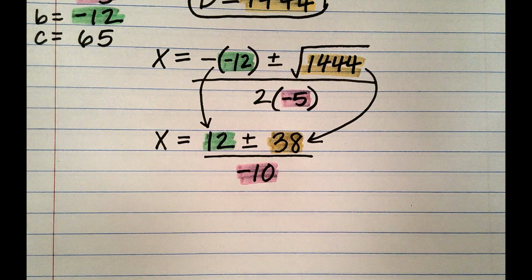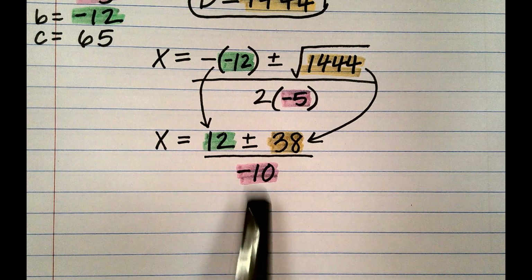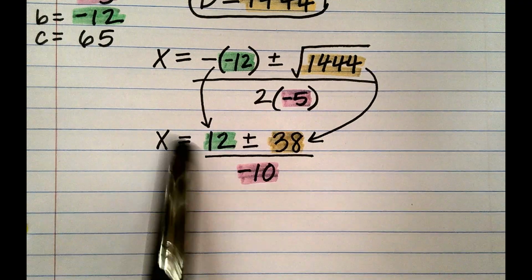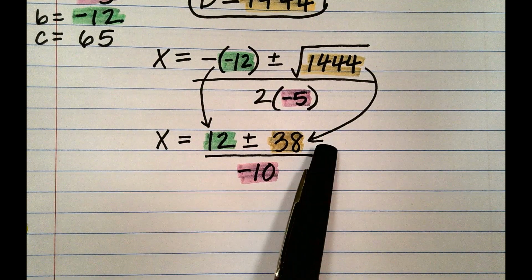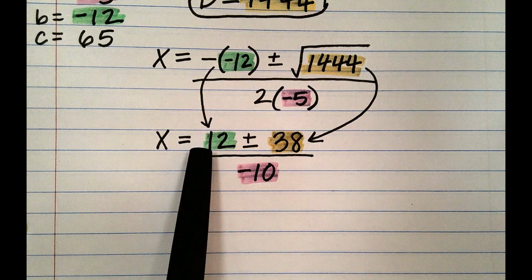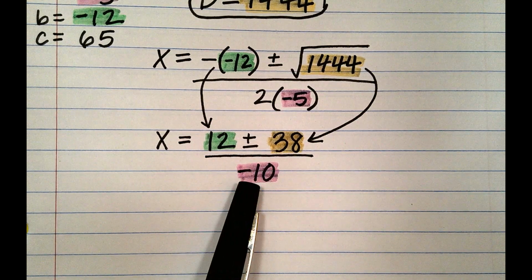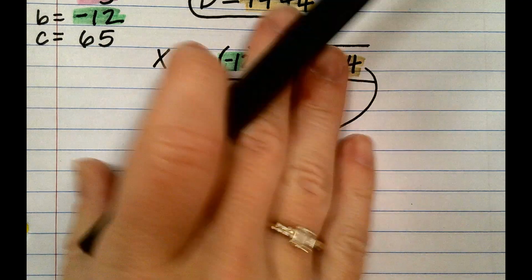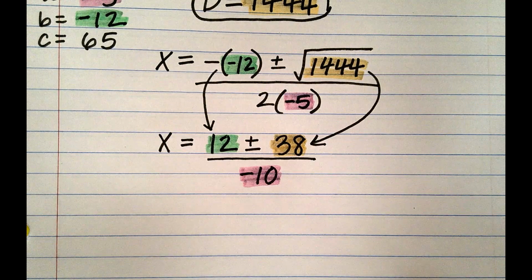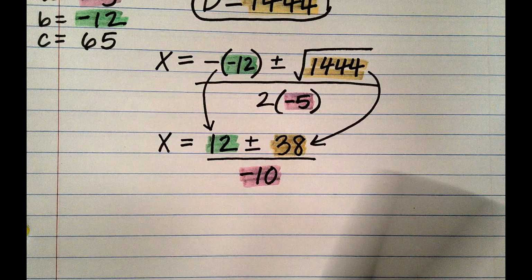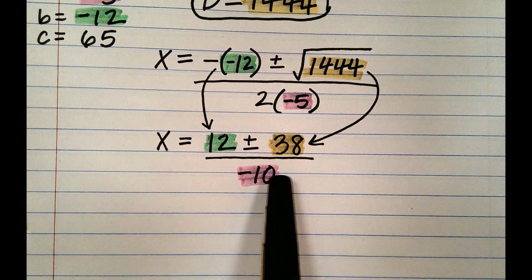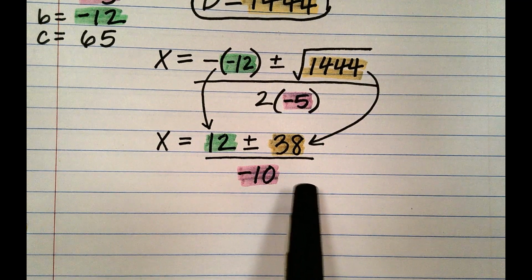We could see if we can reduce this by dividing. I see these are all even numbers, so I could divide this by 2, and I could have 6 plus or minus 14 over -5. You don't have to do that though. If you like simplifying fractions, great. I usually don't teach to do it because it just gives you another opportunity to make a mistake.